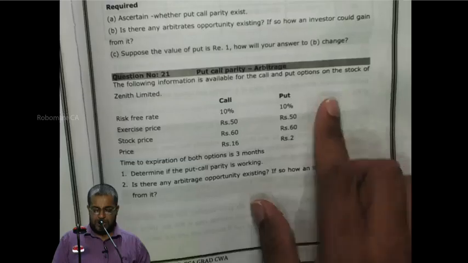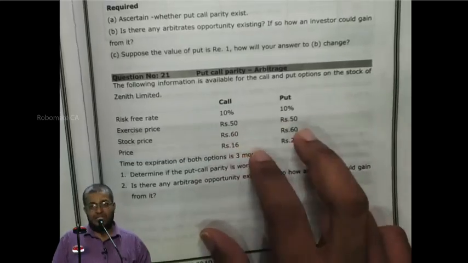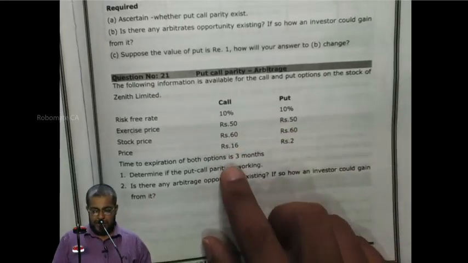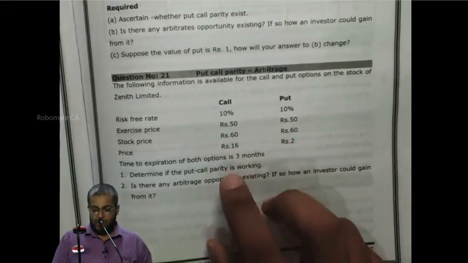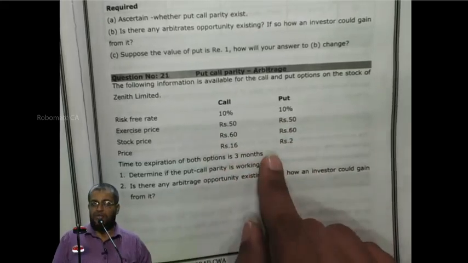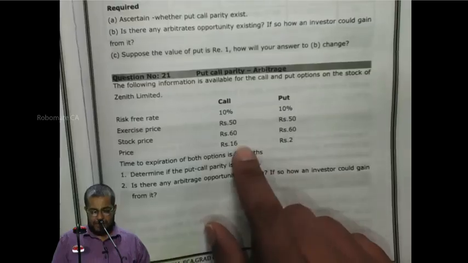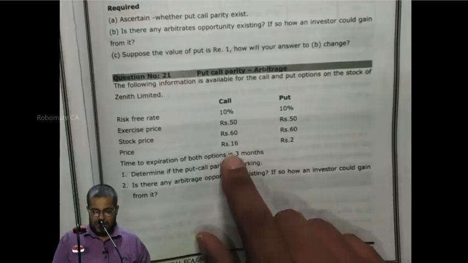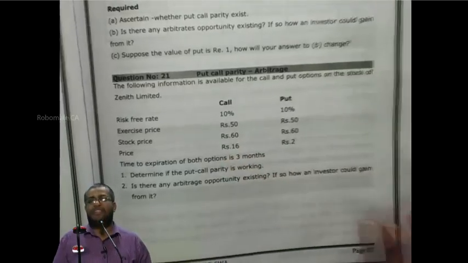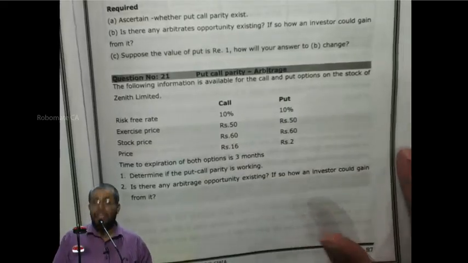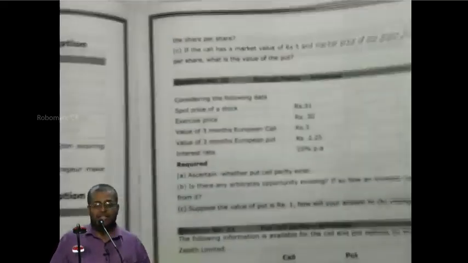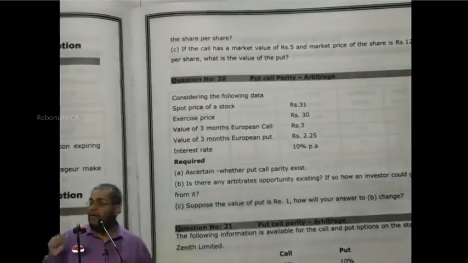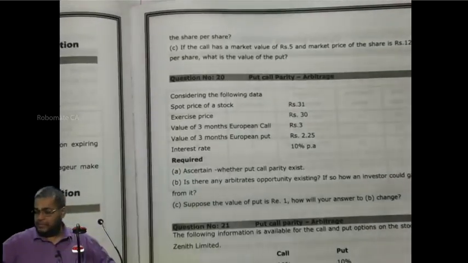Call option, put option. What is the strike price of call and put? Same, 50. What is the price of the share? 60. Same share, same strike price, also same maturity date. In that case, they should be satisfying the put call parity. If not, one can make an arbitrage gain out of it. Now, let's give you the solution.